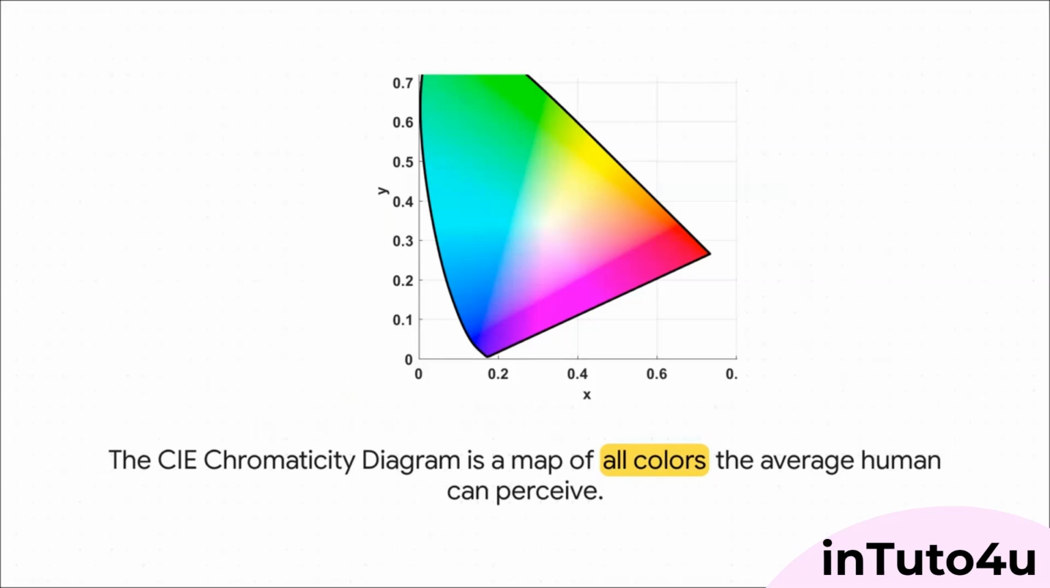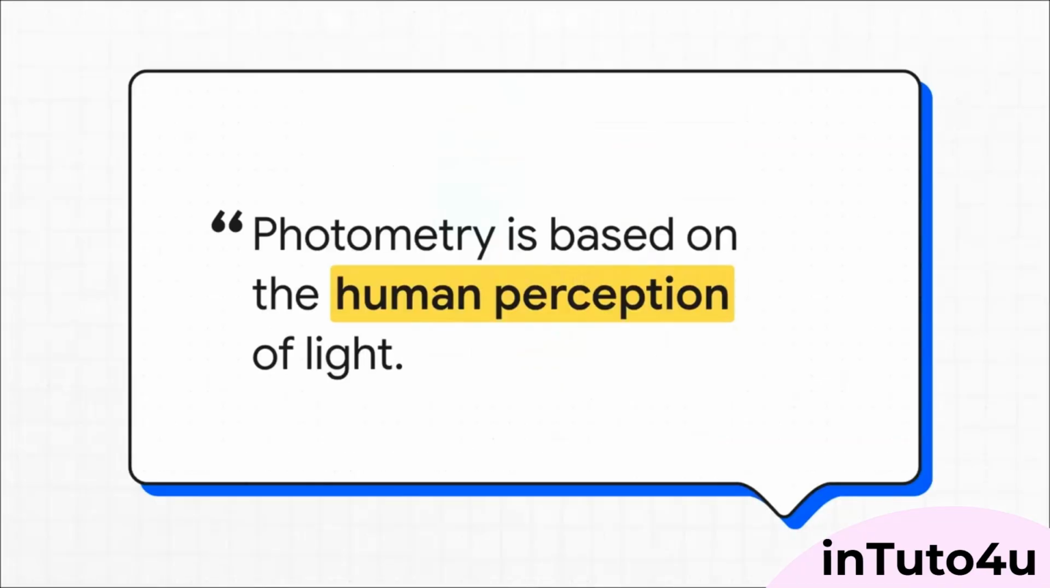And where does all this lead? To some really incredible science, like color. This beautiful shape here is the famous CIE chromaticity diagram. It is, literally, a map of every single color the average human eye is capable of seeing. It was built using all these principles of photometry, and it's the foundation for your TV screen, your computer monitor, everything.